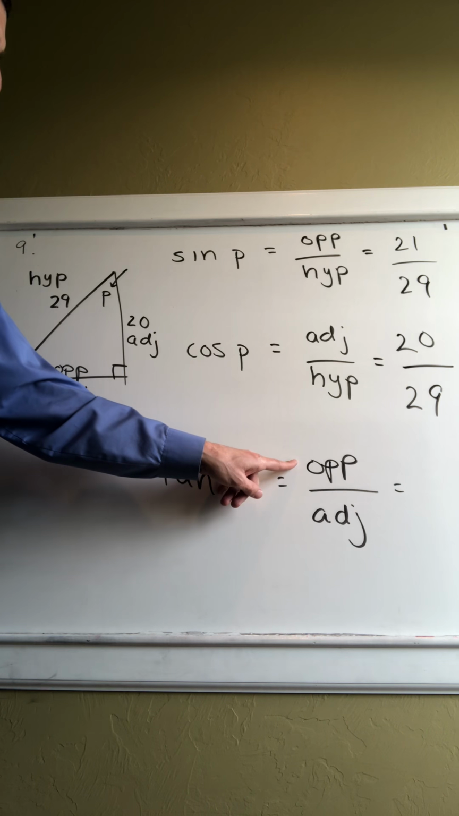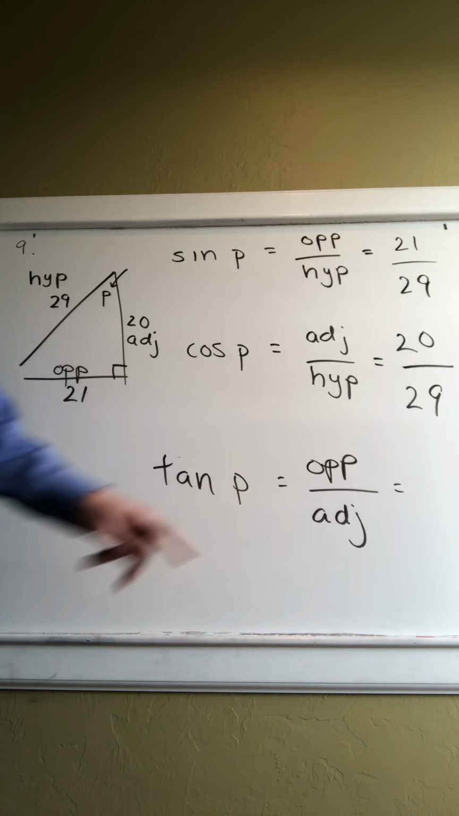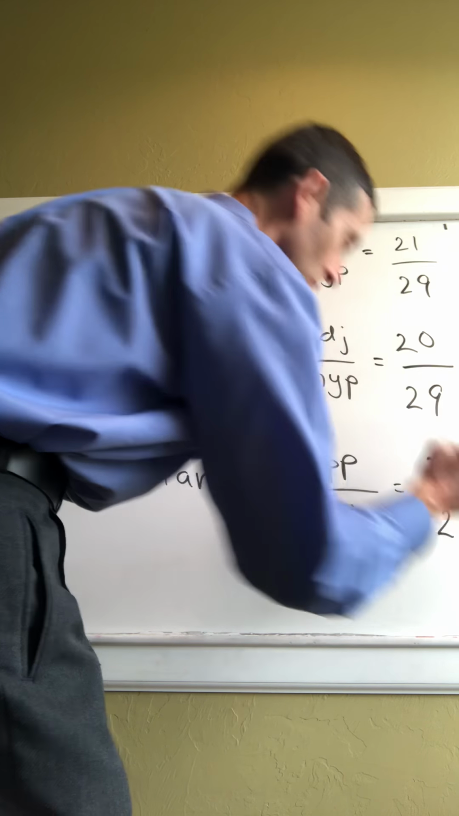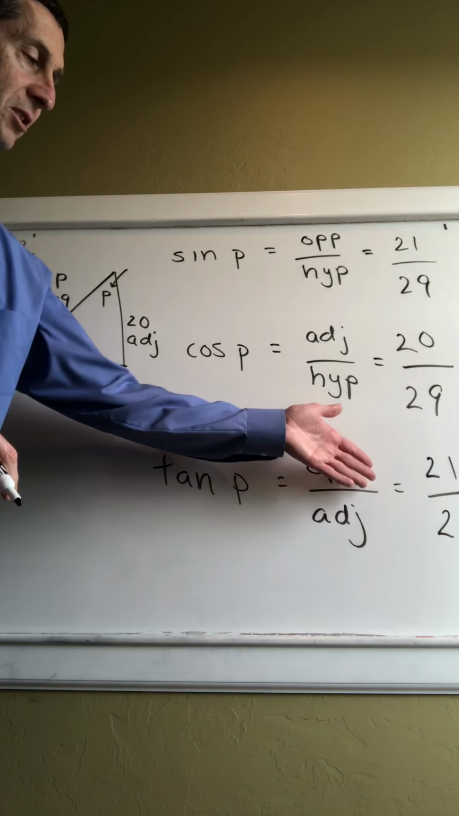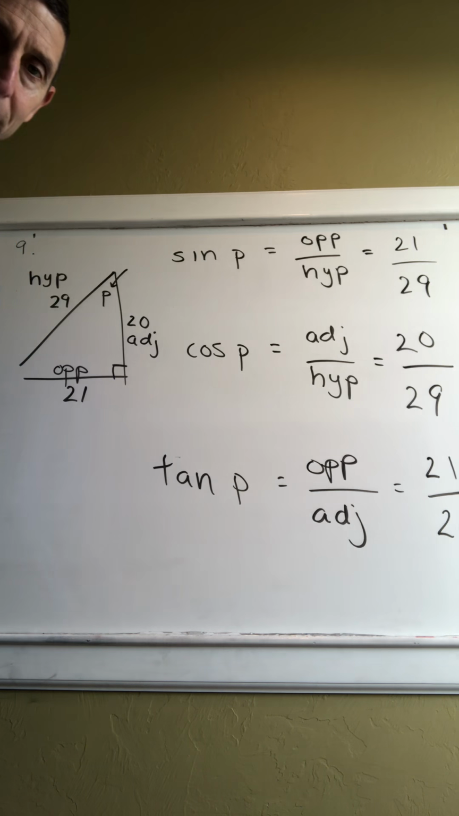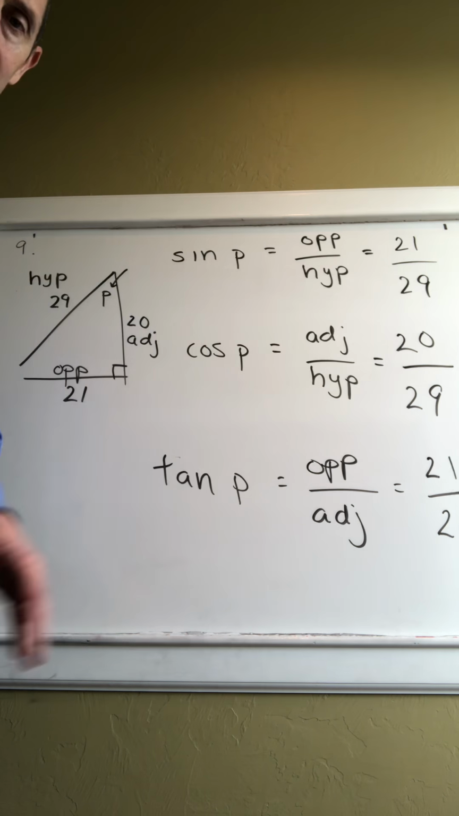Third answer, tangent. Tangent is the opposite, 21. The adjacent, 20. So we have this, 21 over 20. And you can leave it just like that. You don't have to change anything. So that would represent your three answers.